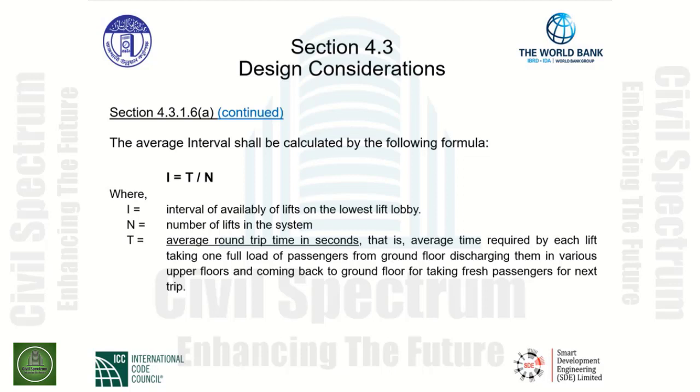That is, again, the average time required by each lift, taking one full load of passengers from ground floor, discharging them in various upper floors, and coming back to ground floor for taking fresh passengers for the next trip. As you can see, we will solve for the interval of availability of lifts on the lowest lift lobby, variable I.